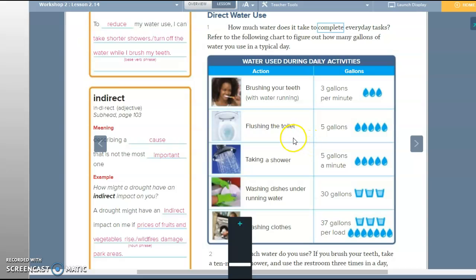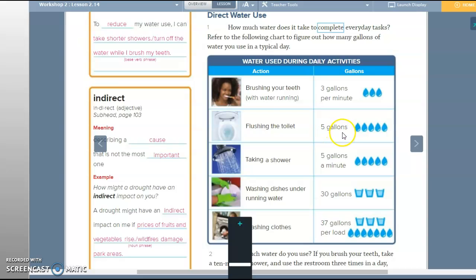Flushing the toilet. I know I've flushed the toilet in my house, and for some reason my toilets, when you flush them, they keep running. So I have to fix my toilets. Gives you a little personal information on me.